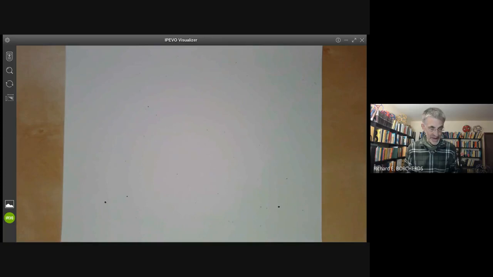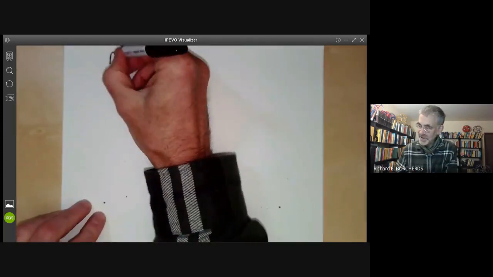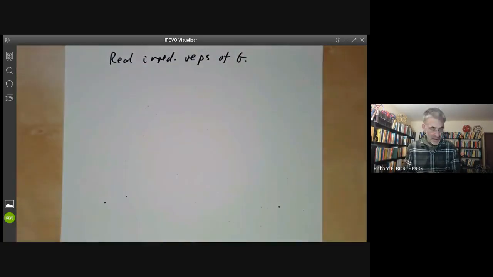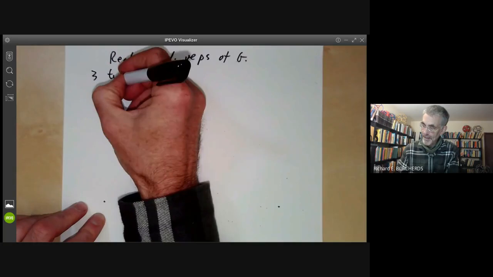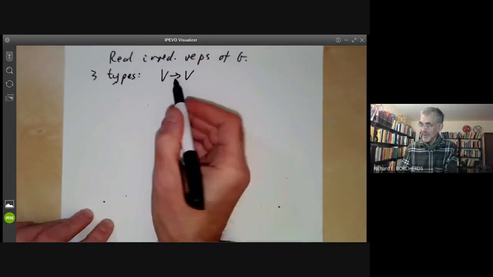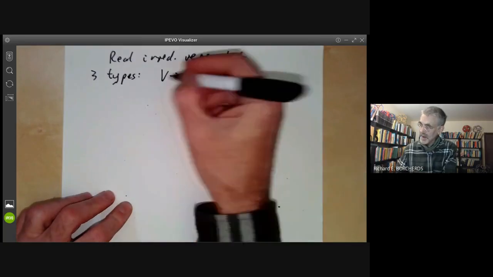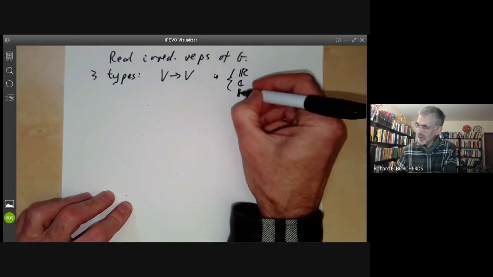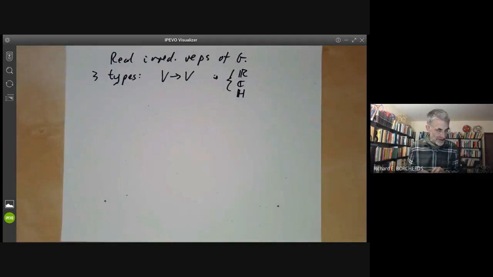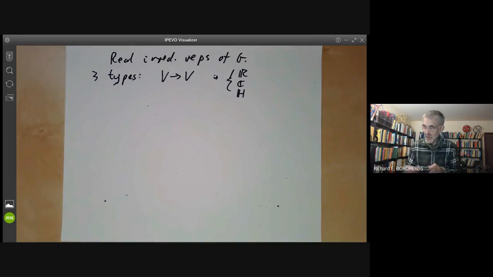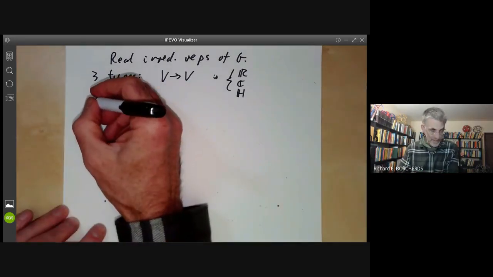Another application of the Schur indicator is to classify the real irreducible representations of a group G. Now, here there are three types, because the G-invariant maps from V to V must be a division algebra over the reals. And there are three possible division algebras. It could be the reals, or the complex numbers, or the quaternions. And for each of these, you can turn this into a complex irreducible representation. The way you do that is slightly different in these three cases. So let's look at the three possible types.